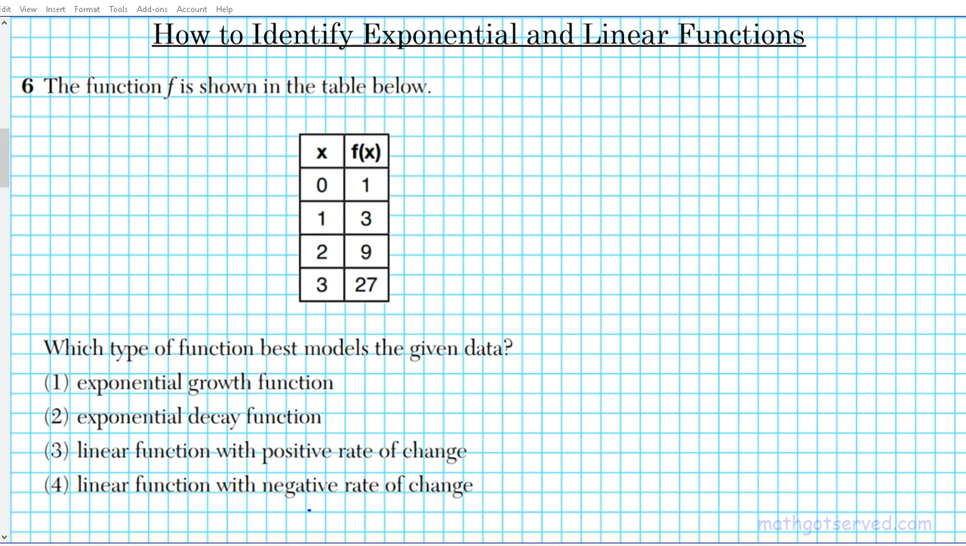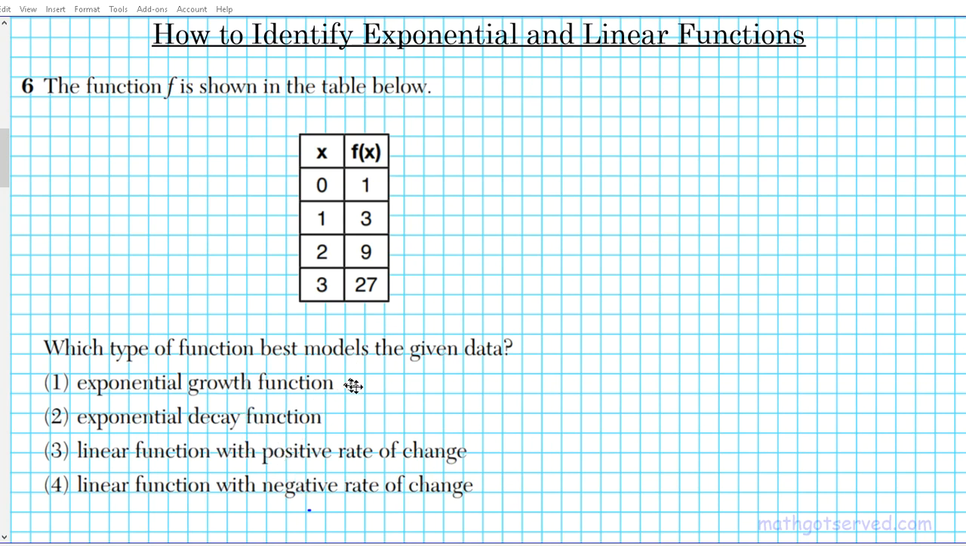Alright, let's take a look at question number 6. In question 6, we're being assessed on how to identify if a function is exponential or linear given a table. Question 6 reads, the function f is shown in the table below. So this is f of x and this is x right here. And the question: which type of function best models the given data? Is it exponential growth, exponential decay, linear function with positive rate of change, or linear function with negative rate of change?